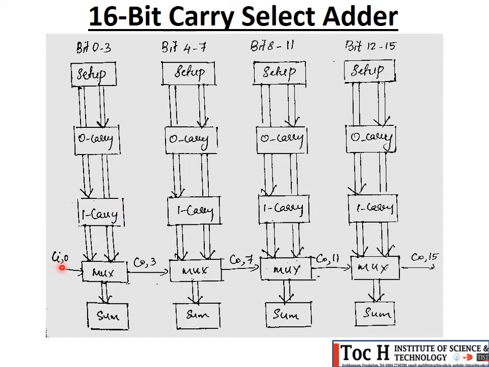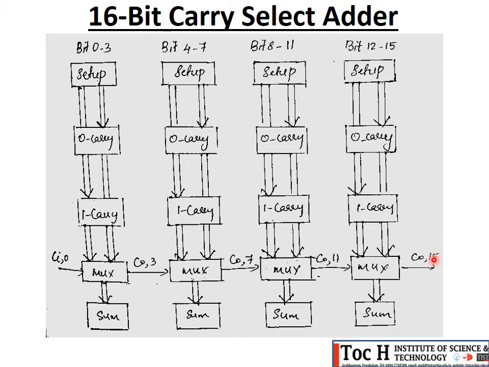As Ci0 comes, the first stage will output its corresponding stored value of sum, and C0,3 will be available for the next stage. The output carry from this stage will be C0,3, because the last bit handled here is 3. So that is available as carry in for the next stage. During this waiting period, this stage will already pre-calculate the sum and carry out values for its 0 and 1 possible values. As C0,3 comes, the mux will just select the appropriate path of 0 or 1, and it will output its sum and its output carry, which is C0,7, because the 7th bit is the last bit it is handling. For the other stages also, the output carry from the third stage will be C0,11, and the output carry from the fourth stage will be C0,15.